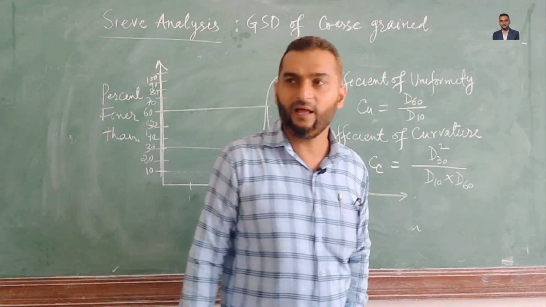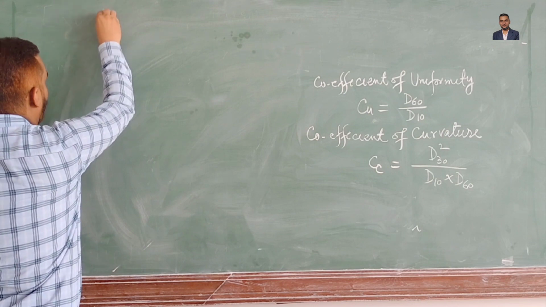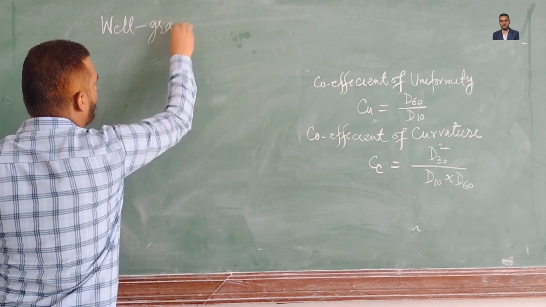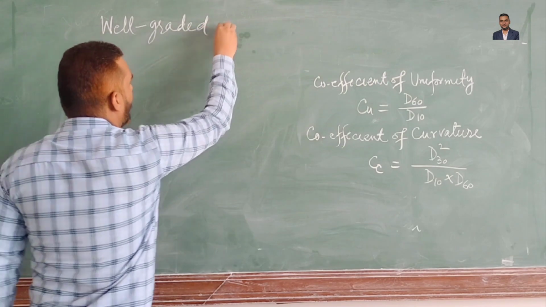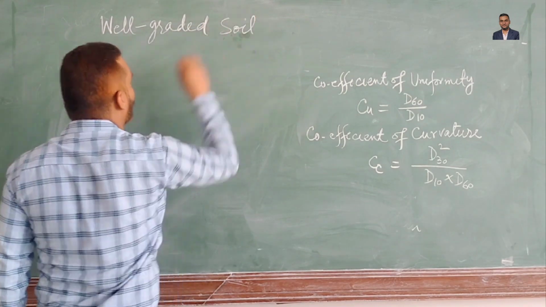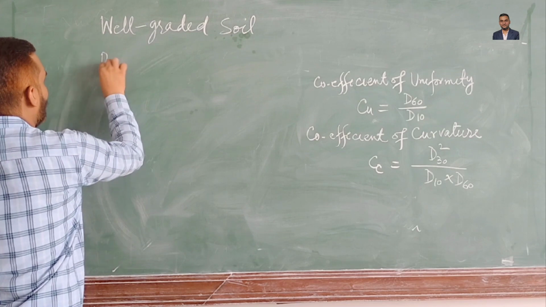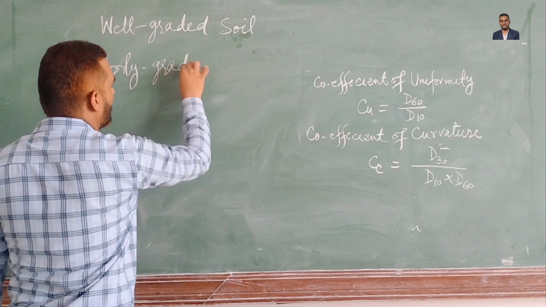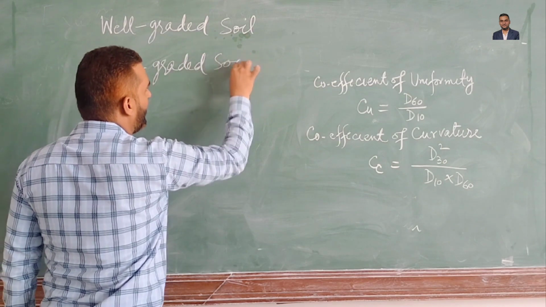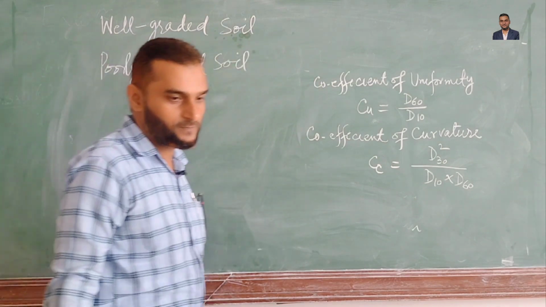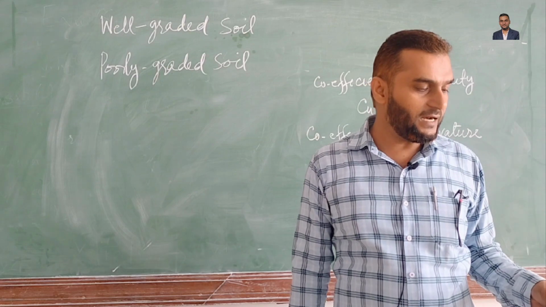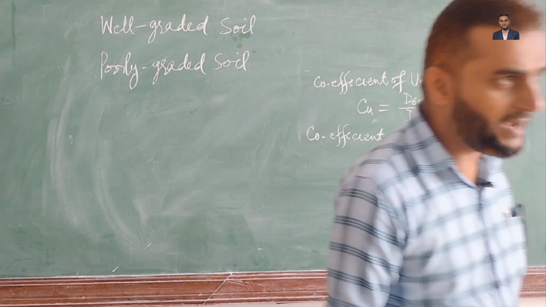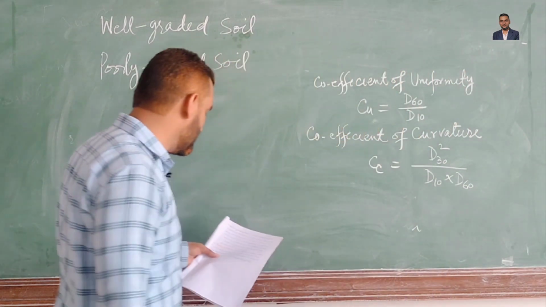Now we will define the well graded soil and poorly graded soil. A well graded soil has a good representation of grain sizes over a wide range of its gradation. On the other hand, a poorly graded soil has either an excess or a deficiency of certain particle size. Poorly graded soil has most of the particles about the same size.